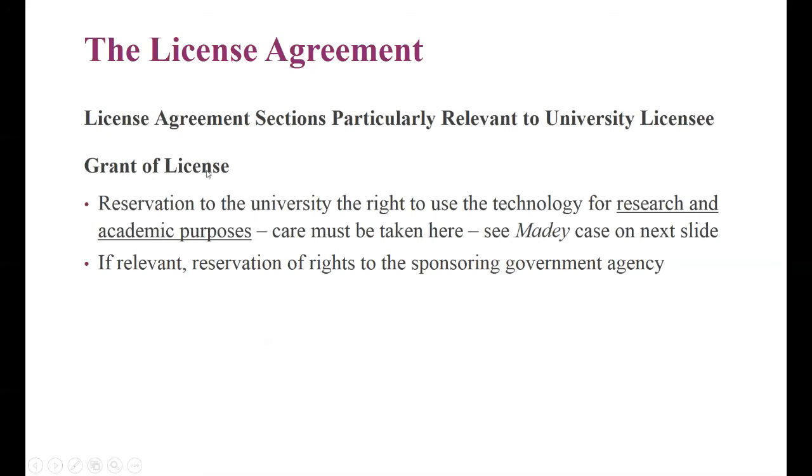First of all, within the grant of license, one of the things is to make sure that the university reserves the right to do research and use the invention also for academic purposes. And you've got to take care here because a recent case, Madey versus Duke University, which we'll discuss on the next slide, really shows that this reservation for research and academic purposes is very, very strictly limited, and you have to really expand it within the license agreement. And another point is, if it's relevant, there's certain reservation of rights to the sponsoring government agency.